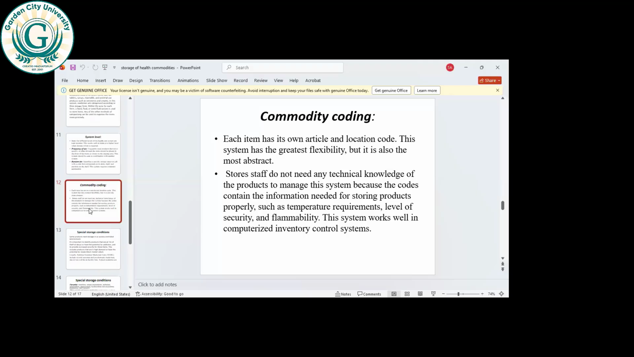Normally we use the location. So the moment you see the code, you know that this item will definitely be in this location due to the nature of the item. It could be flammable items that can easily catch fire. You have items that require high security zones. You give them a code and then you store them. So this system works well in a computerized inventory control system. This system too has to be computerized. You cannot use manual to do this kind of arrangement, commodity arrangement.